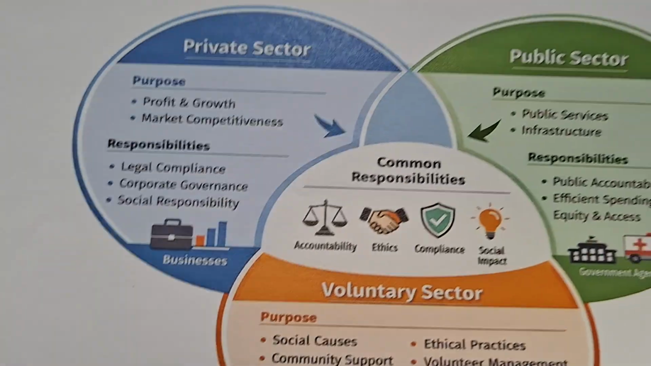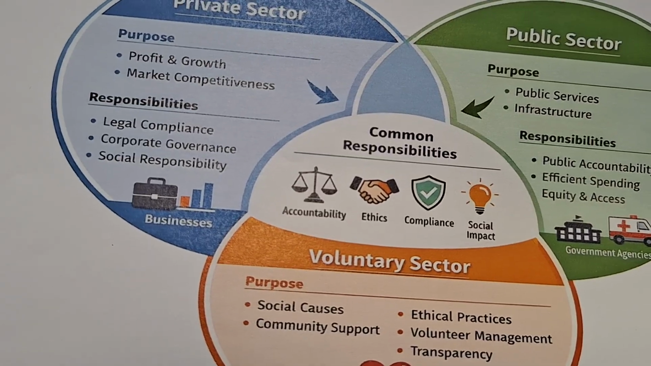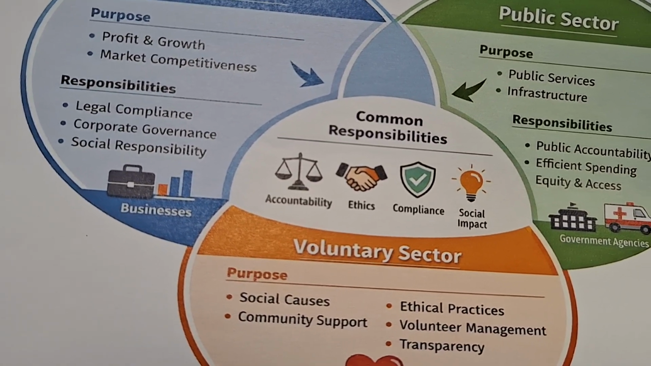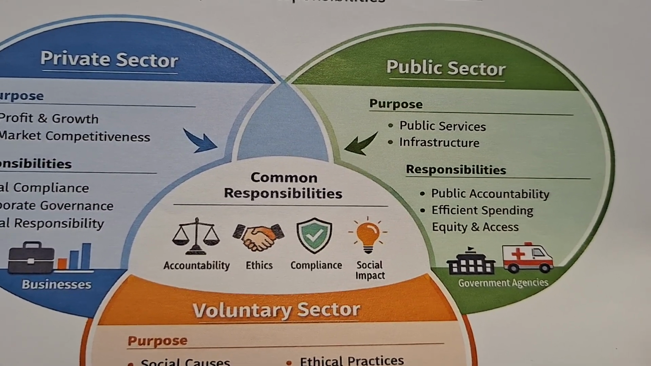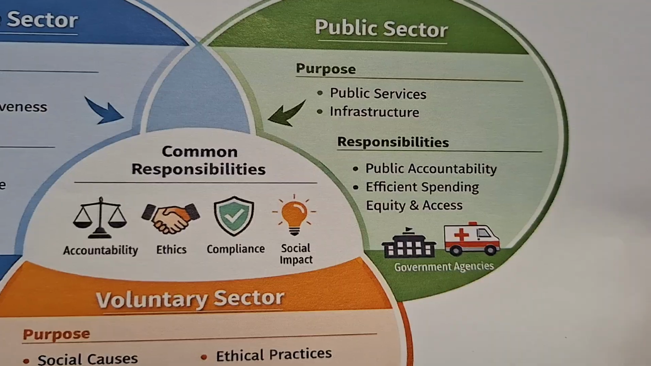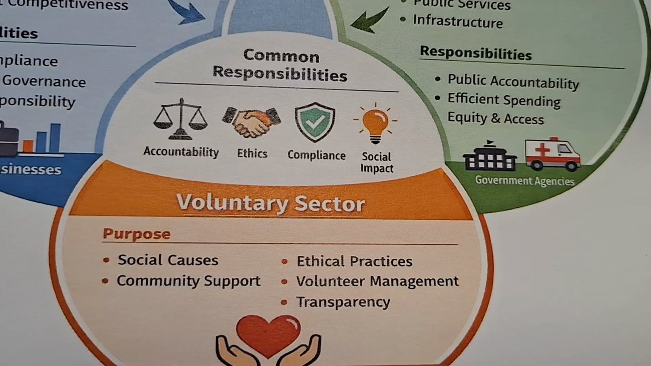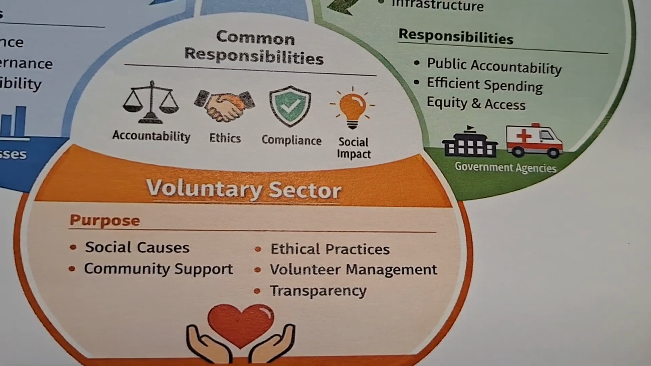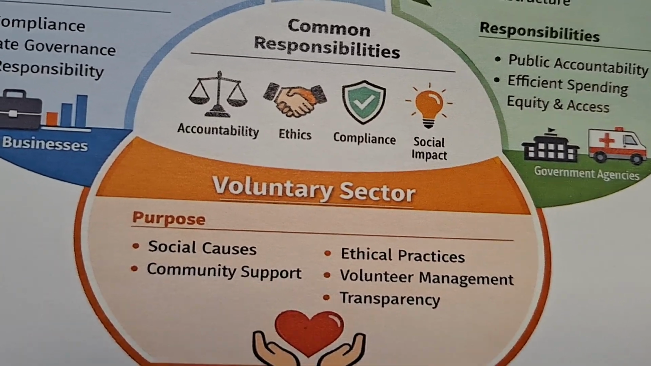Next slide is a comparison of organisational sectors. It shows you all the private sector. Purpose is profit and growth, market competitiveness; responsibilities are legal compliance, corporate governance, social responsibility. Then you have the public sector. Purpose is public services and infrastructure. Responsibilities are public accountability, efficient spending, equity and access. Common responsibilities are for the voluntary sector. Purpose is social causes, community support. Responsibilities are ethical practices, volunteer management and transparency.